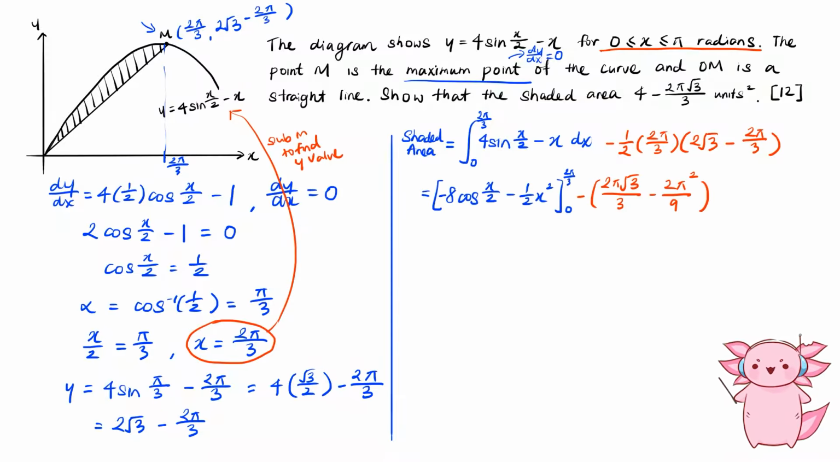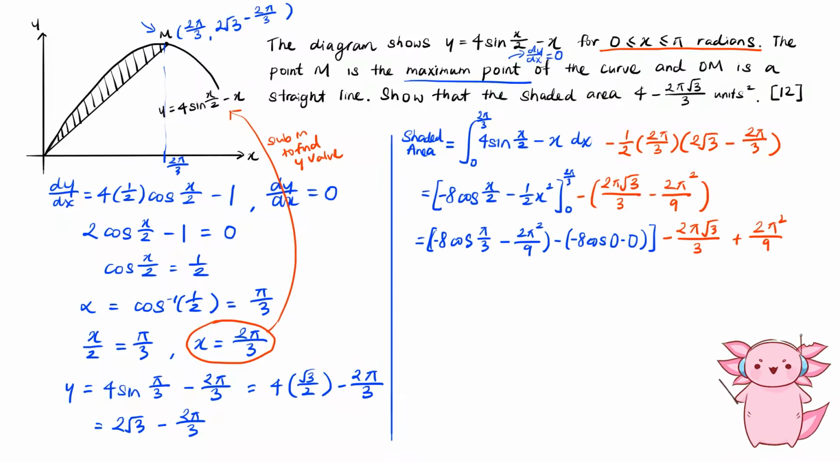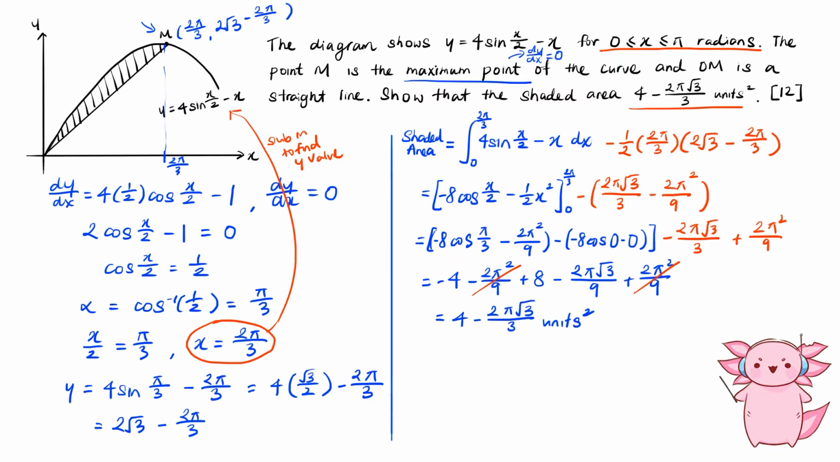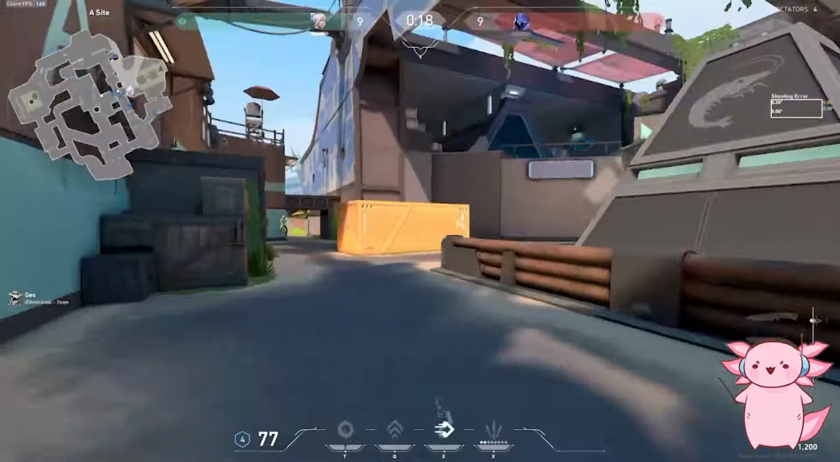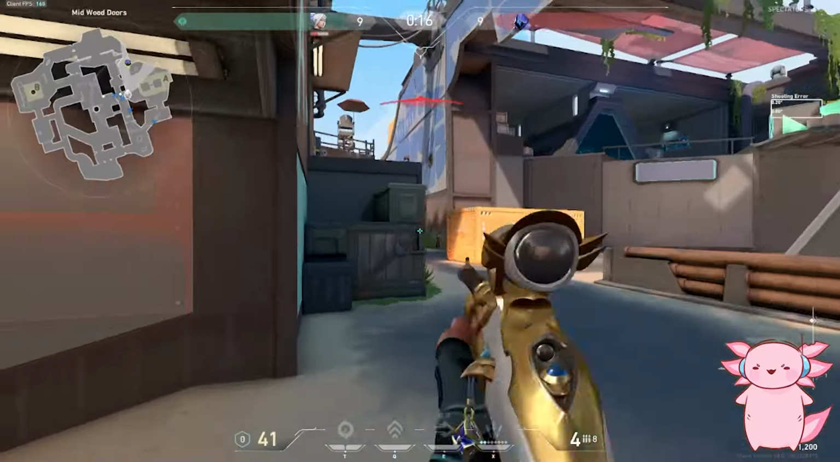So after doing the integration, let's start to put in the limits, and we gotta be careful to leave everything in terms of root 3 and pi, since the question wants us to prove this over here. So after some simplification, the 2 pi squared over 9 terms here cancel each other out, and we managed to prove that the shaded area is 4 minus 2 pi root 3 over 3 units squared. And that is it! The entire TYS gauntlet.